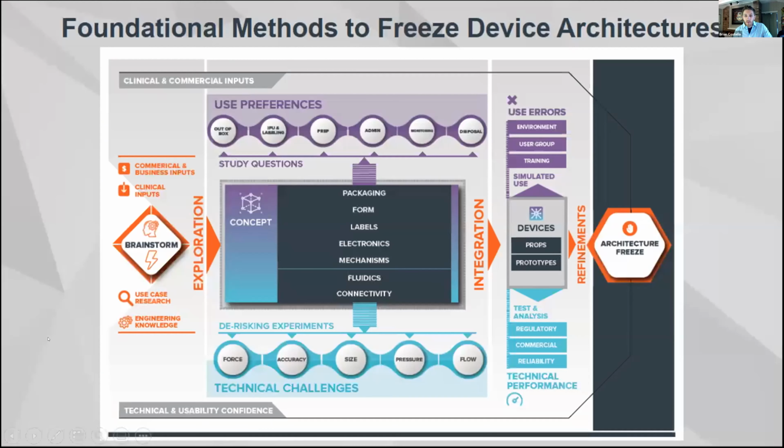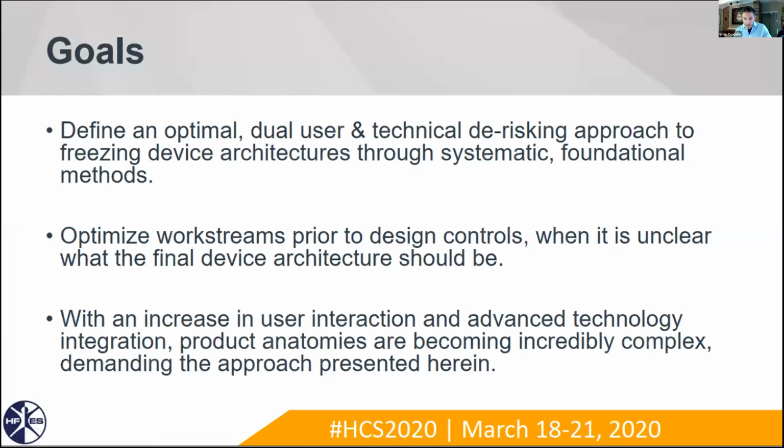Today, we'll briefly talk about foundational methods to confidently freeze complex delivery device architectures. Our goals were to define an optimal dual user and technical de-risking approach to freezing device architectures through systematic foundational methods. Other goals are to optimize work streams prior to design controls when it is unclear what the final device architecture should be, considering cost, time, and effort. It's a huge concern. And understanding how we can validate this approach as we look at the increases in technology complexity and advancements in technology, and how do we validate that throughout.